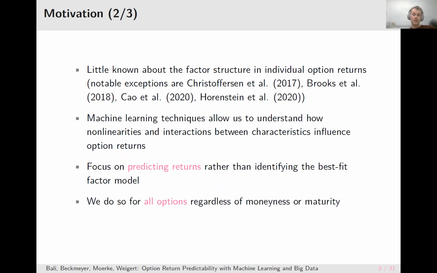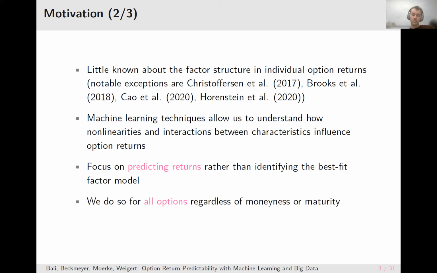And so far, especially compared to other asset classes, there's comparatively little known about the factor structure in individual option returns. And of course, options themselves are highly nonlinear instruments. So we use machine learning techniques, which explicitly allow us to understand how nonlinearities of input characteristics and interactions between characteristics, both of the stock and the option contract, influence future option returns. And in this paper, we focus on predicting returns rather than identifying the best fit factor model. So we take a very reduced form stance on this issue.